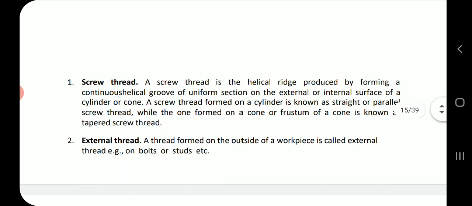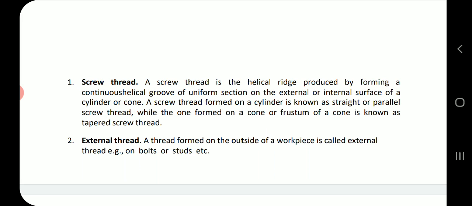Screw thread. A screw thread is the helical ridge produced by forming a continuous helical groove of uniform section on the external or internal surface of a cylinder or cone. A screw thread formed on a cylinder is known as straight or parallel screw thread, while the one formed on a cone or frustum of a cone is known as tapered screw thread.